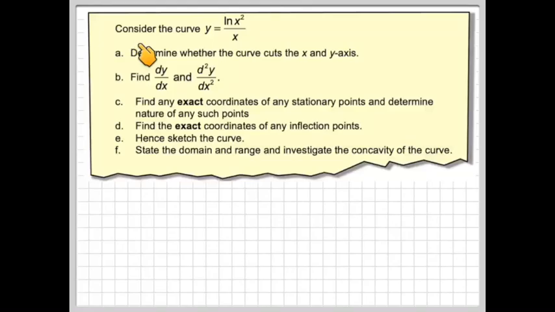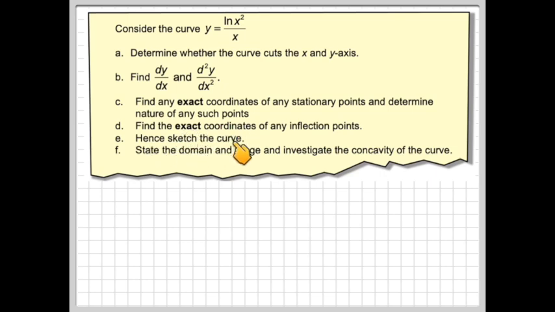Hi, consider the curve y is equal to ln of x squared over x. Determine whether the curve cuts the x and y axis. Find dy by dx and the second derivative. Find any coordinates of the stationary points and determine the natures of any such points.